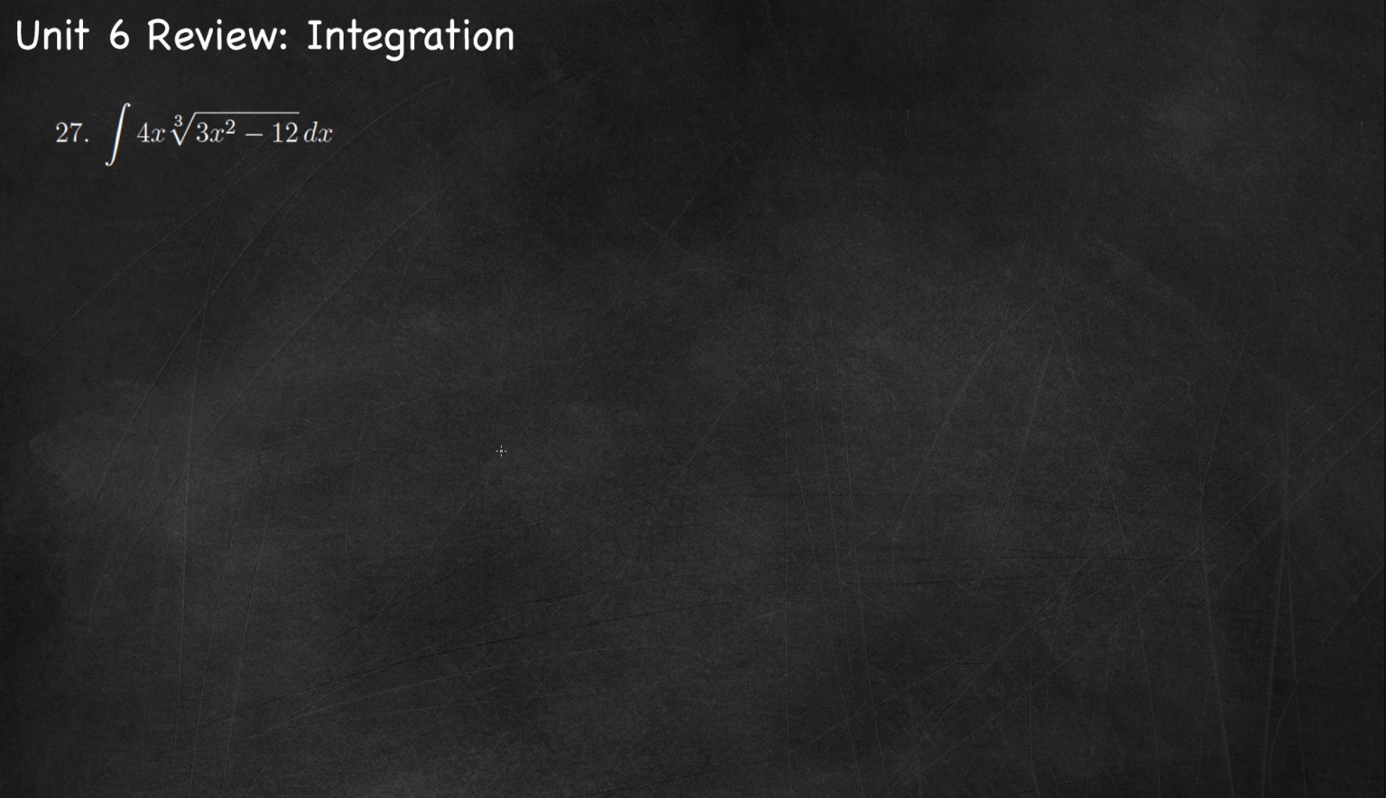Okay, 27. The inside function, if there's a square root in the problem or a cube root or whatever root, usually what's inside of the root is our u, so let's try that. u equals 3x squared minus 12. And then I'll take my derivative, du dx equals 6x. And I'm trying to get a match with 4x dx. I've got du equals 6x dx.